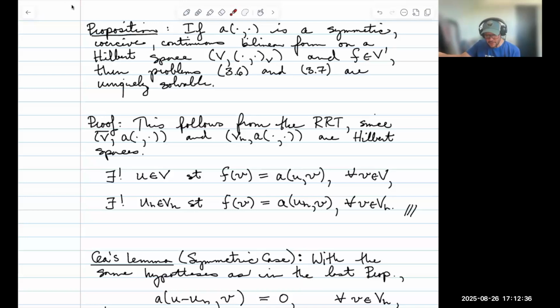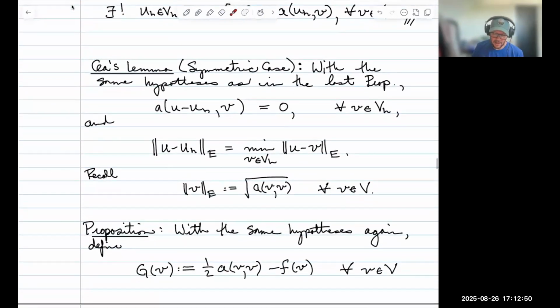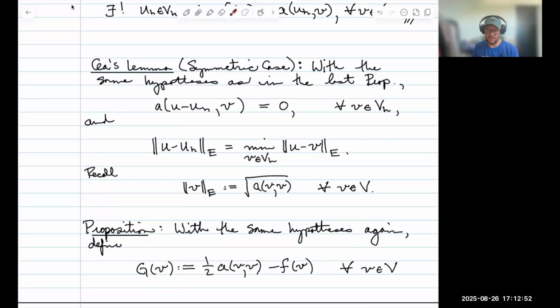Of course, I already knew that I had existence and uniqueness because all I'm doing is adding something new to what I already knew from my previous situation. It's just that the proof is a lot simpler. Now I have a symmetric version of Céa's lemma. Again, I'm not proving this because the proof is quite similar to what we've done before, and you're going to revisit this in homework.